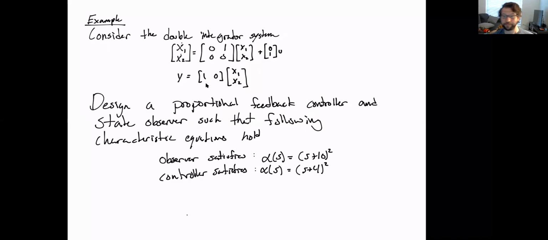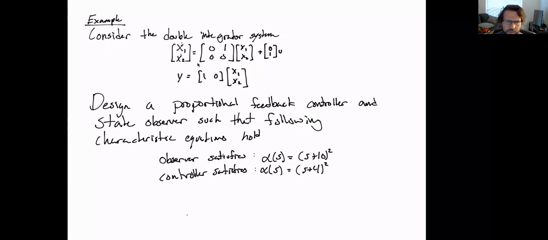Let's do an example. In this example, we're going to consider a double integrator system. A double integrator system is given by these dynamics: x1 dot is equal to x2, and x2 dot is equal to your input. Then we're only going to be able to measure, let's say, the position, or x1.